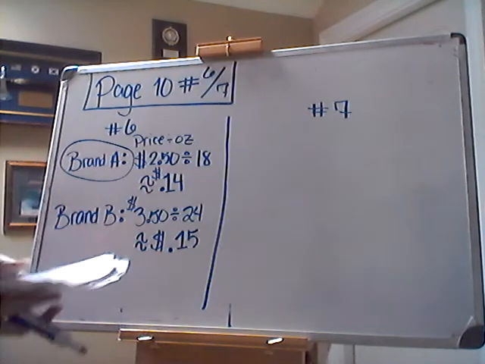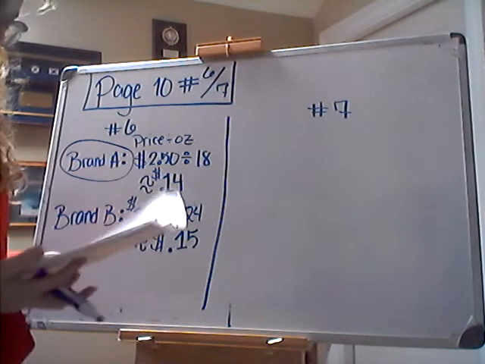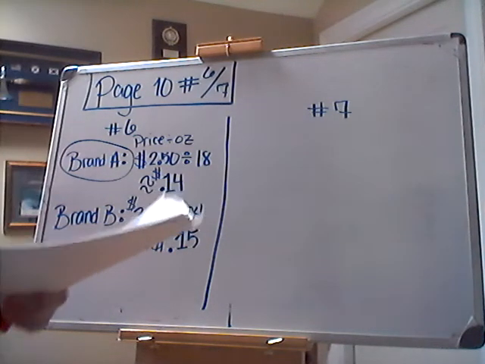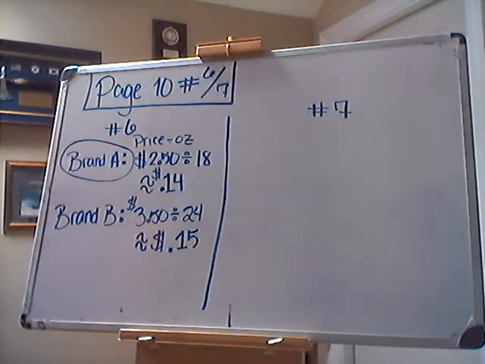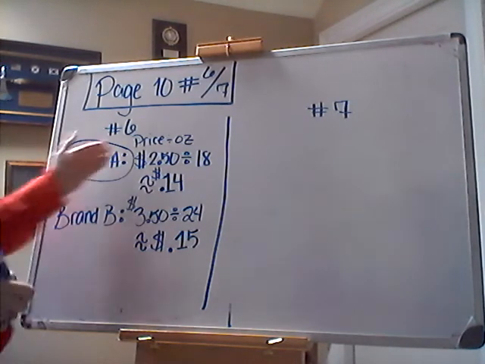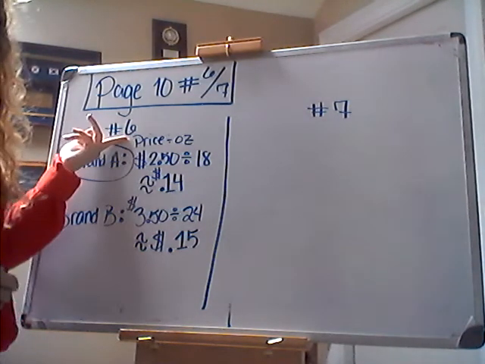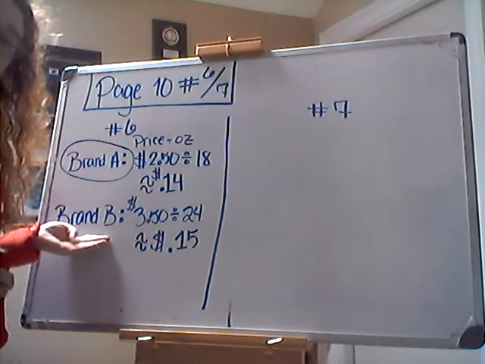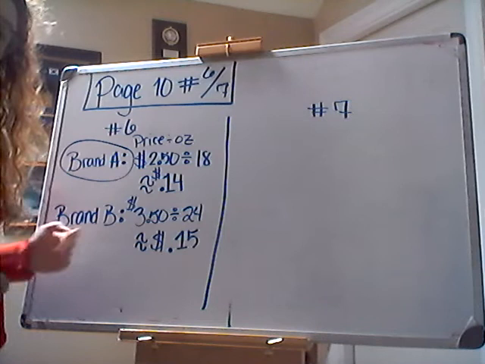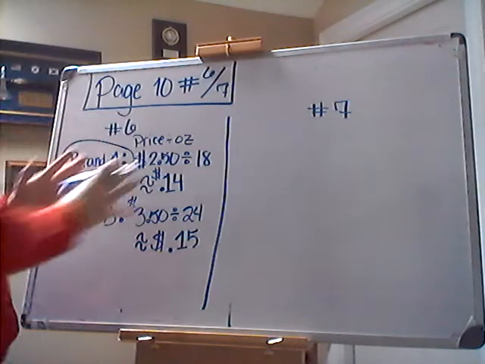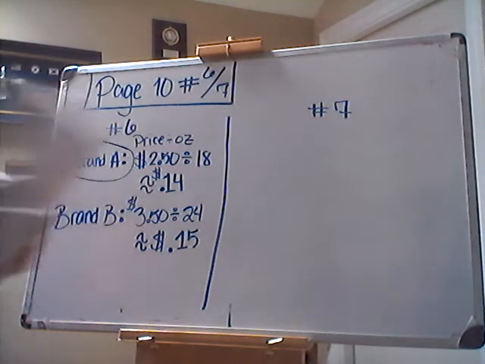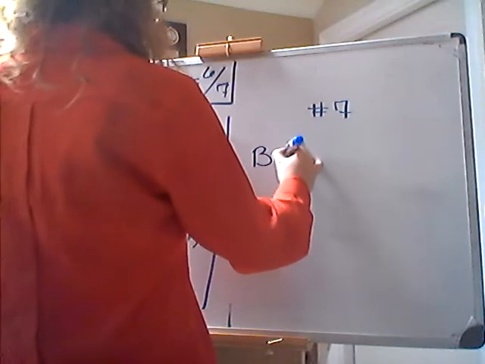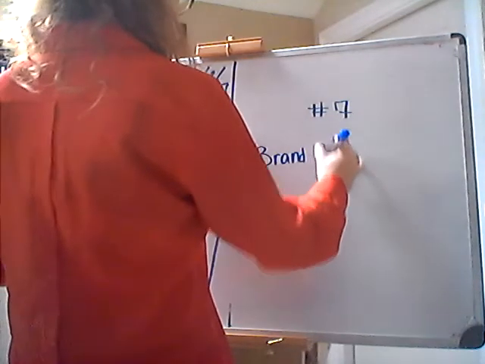All right, number 7 says, describe 2 different ways you could change the values in the table so the answer to problem 6 is different. So for the answer to problem 6 to be different, that means brand B would have to be the better brand. So how can we change the numbers in the table so that brand B is actually the cheaper brand?